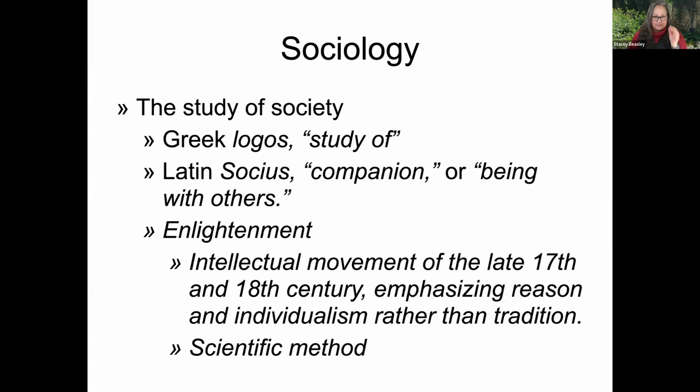So sociology is a study of society. In Greek, logos is study of, and socios is being with others, so social. And sociology came out of the Enlightenment movement of the late 17th and 18th century, where we're coming away from the stranglehold that religion had on science, on thought, and starting to think differently. And so we're starting to ask questions about why these things are happening outside of what religion has given people for hundreds and hundreds of years.